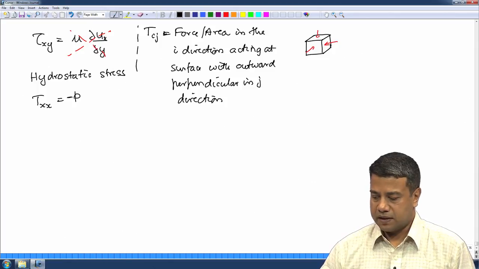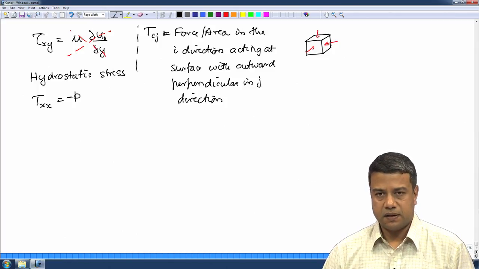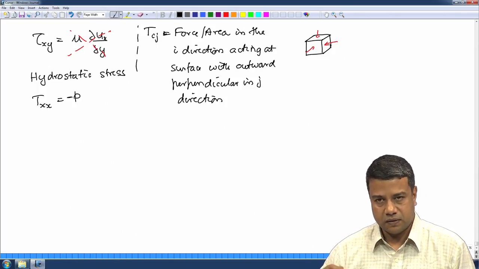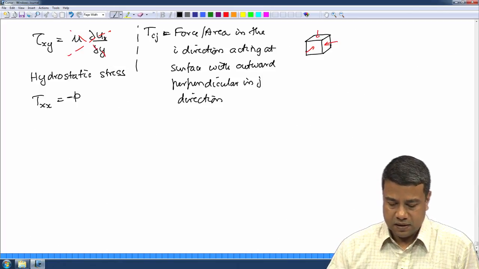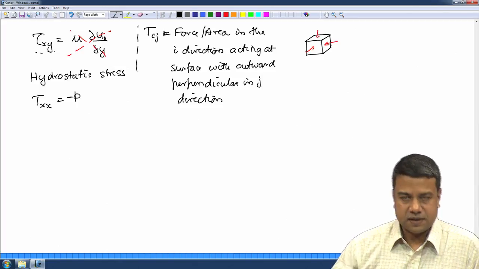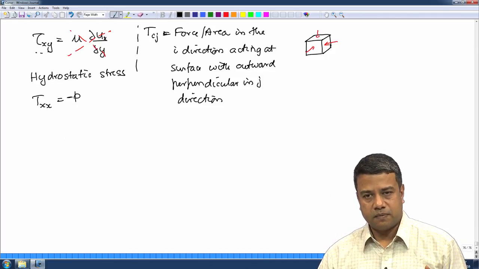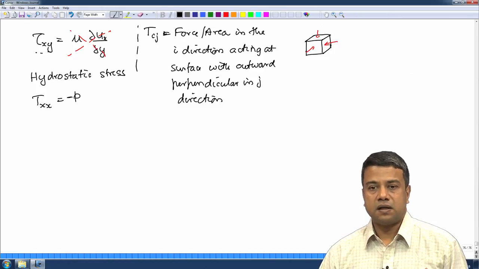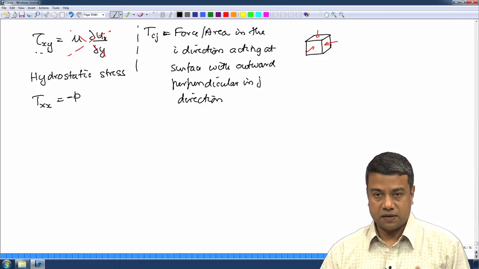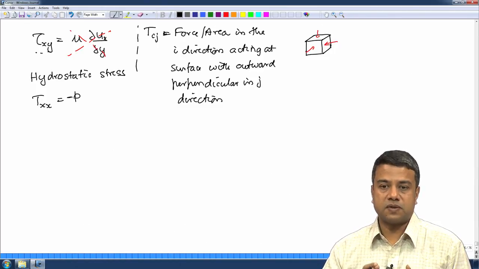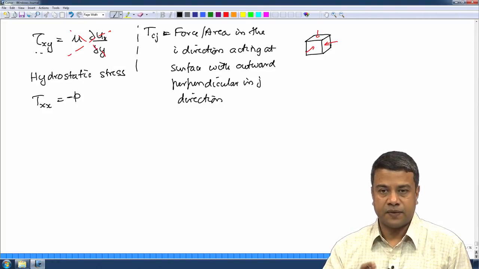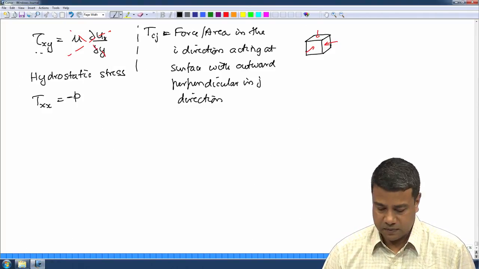The force per unit area acting at the surface, the force is in the i direction, the unit normal is in the j direction. So, for example, in this case the momentum was in the x direction, that is the force was exerted in the x direction, the unit normal to the surface was in the y direction. So, the transport was across the surface, and the perpendicular to the surface was in the y direction.